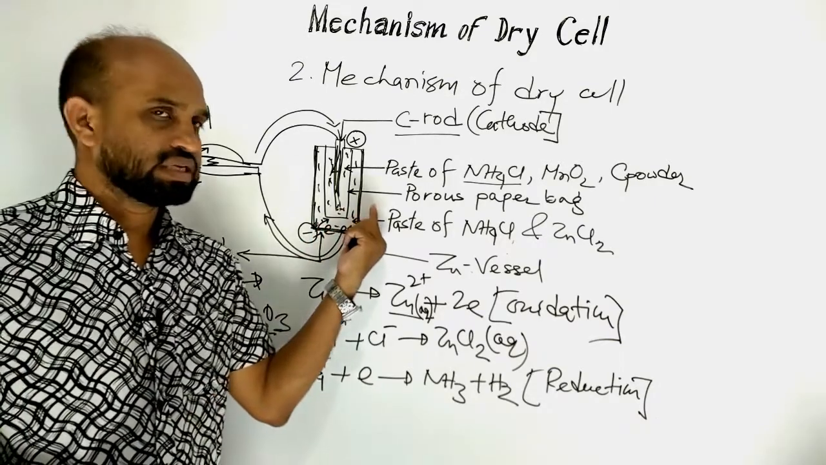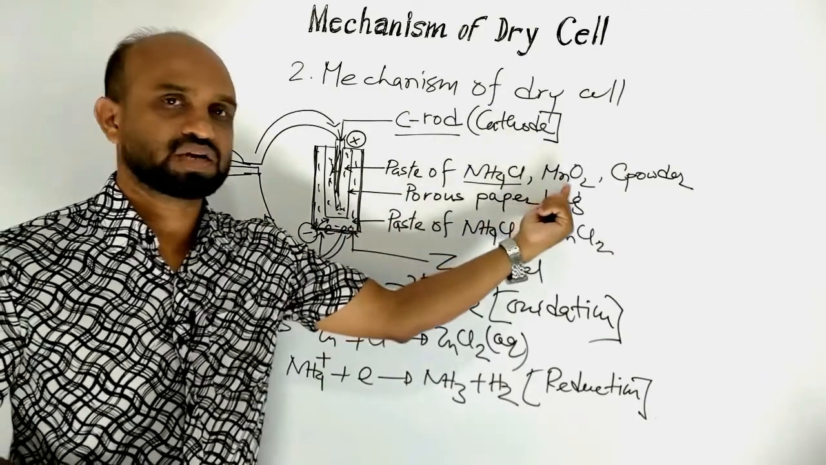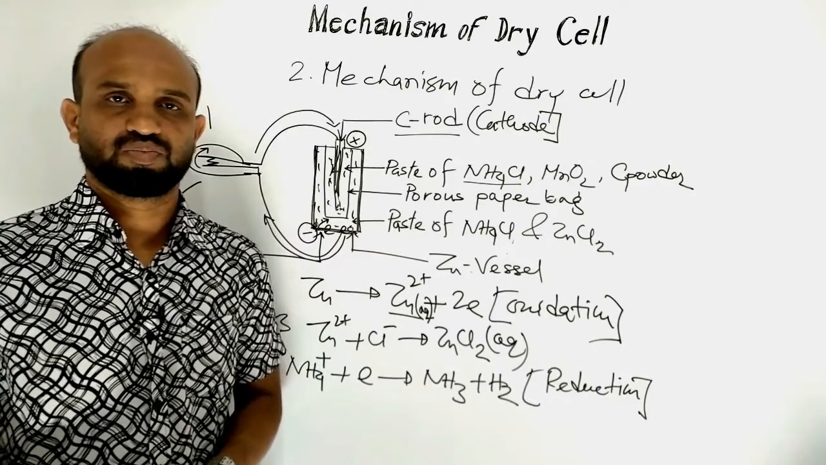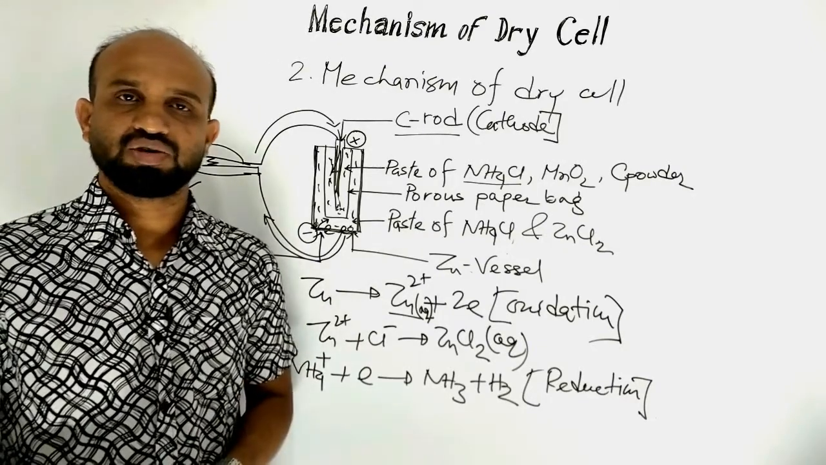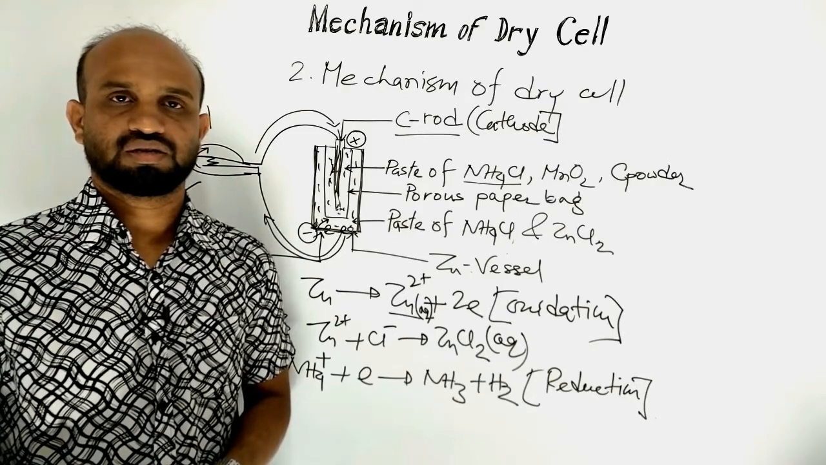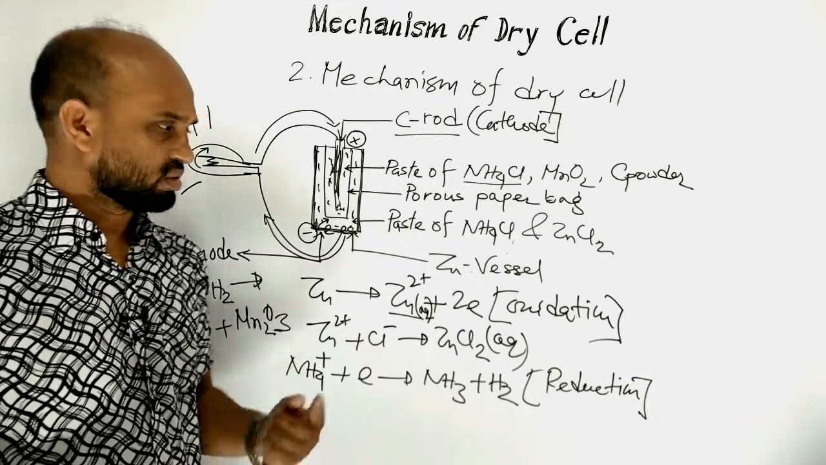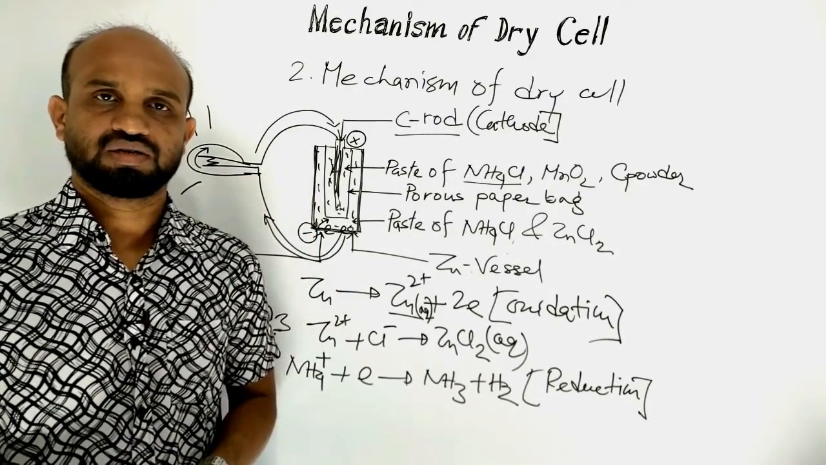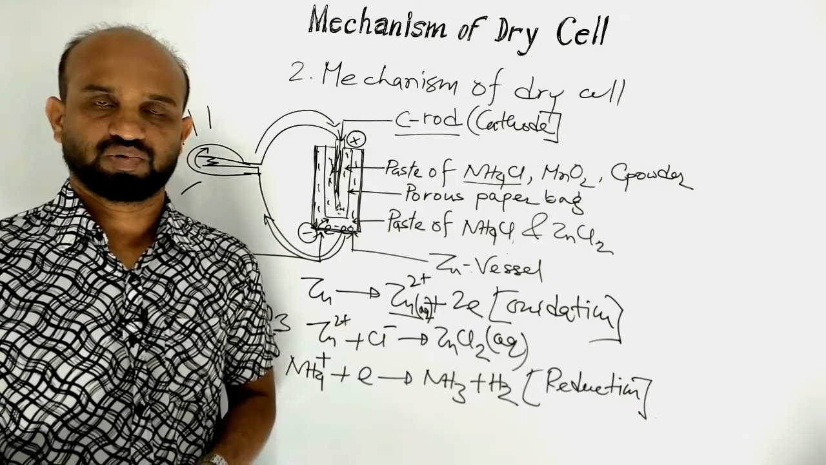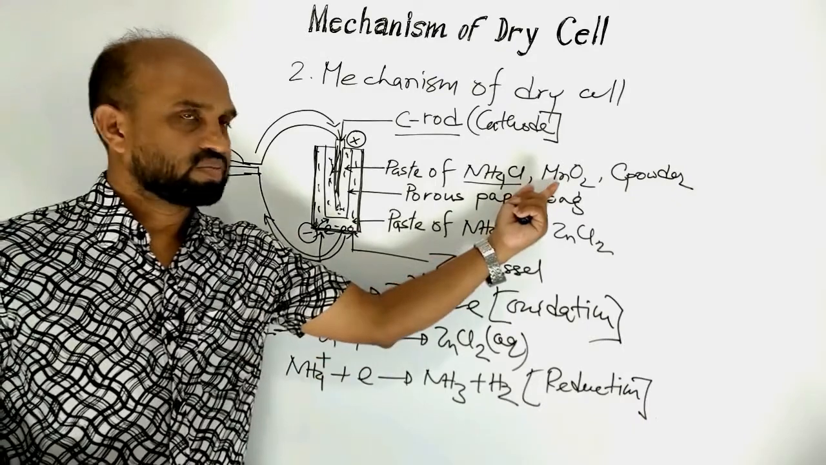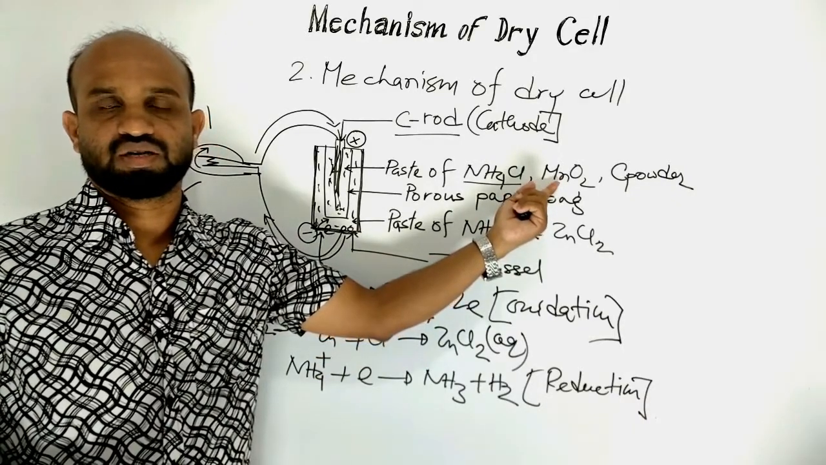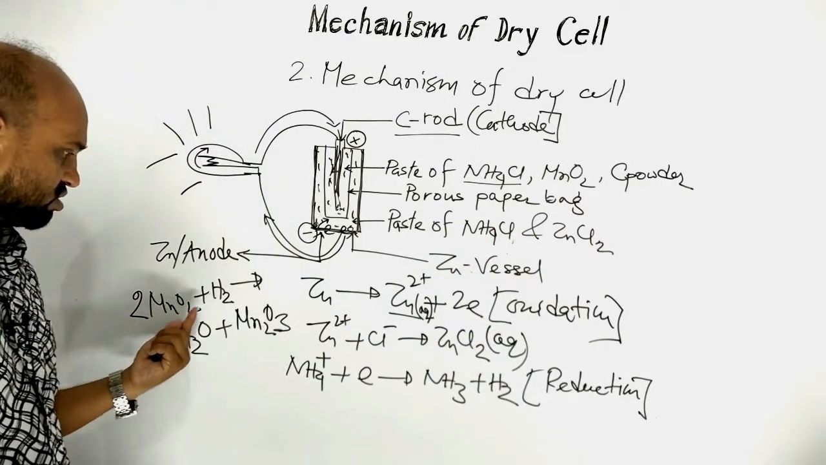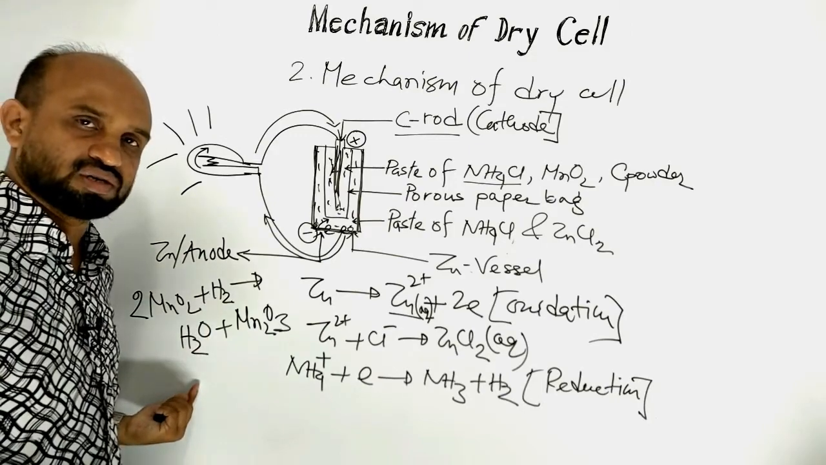So in the dry cell, manganese dioxide acts as oxidizing agent, which is called depolarizer. It's better to use the term oxidizing agent instead of depolarizer. The substance that prevents the building up of hydrogen in the dry cell is called depolarizer. So here manganese dioxide acts as depolarizer, simply oxidizing agent, because manganese dioxide oxidizes hydrogen to water.